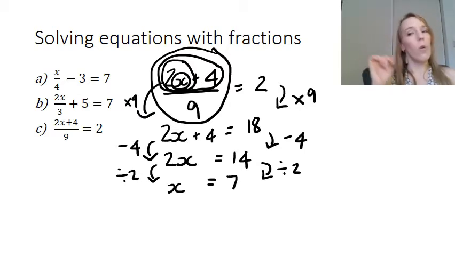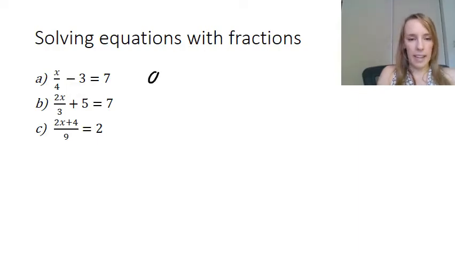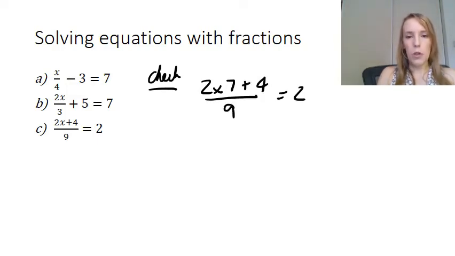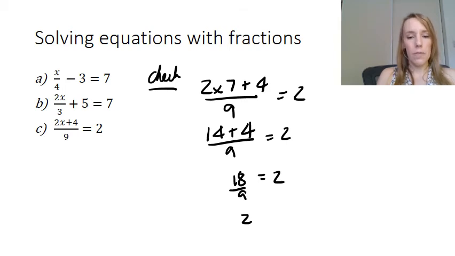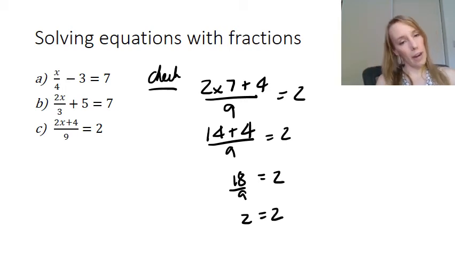And again, we've got the time, so we're going to check it. We substitute x equals 7 back into that original equation. So 2 times 7 plus 4 divided by 9 equals 2. So 14 plus 4 divided by 9 equals 2. 14 plus 4 leaves us 18 divided by 9 equals 2. 18 divided by 9 is 2. 2 equals 2. Yes, we are correct.